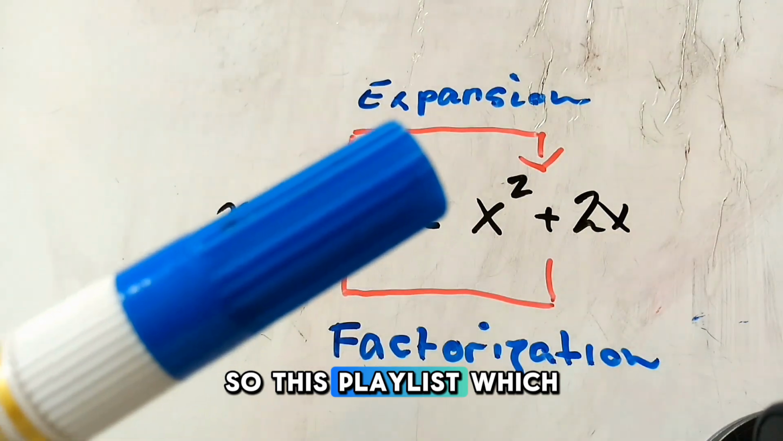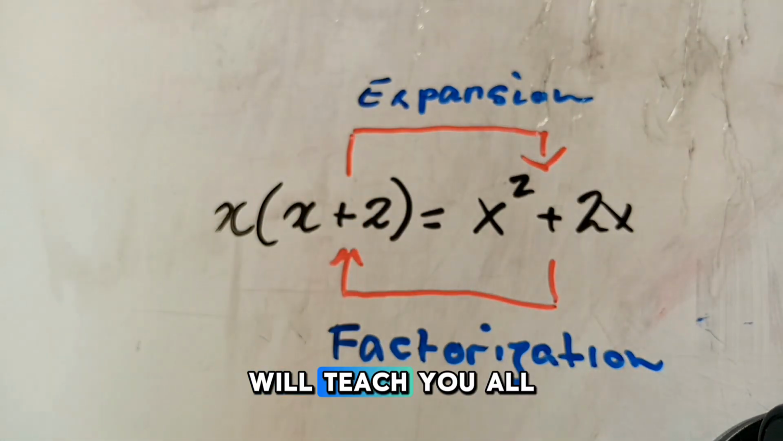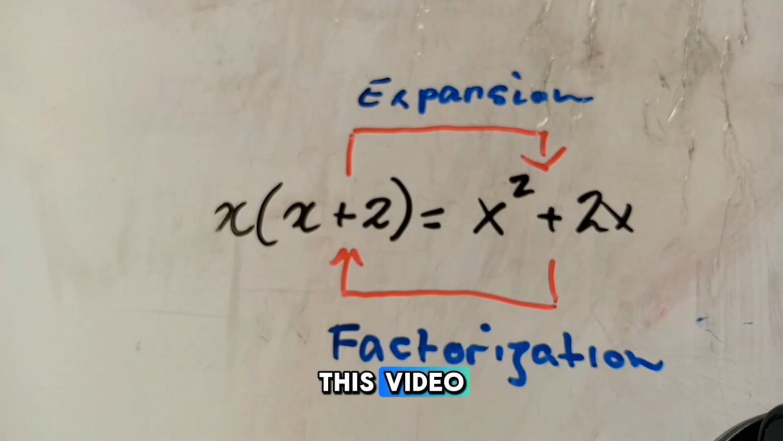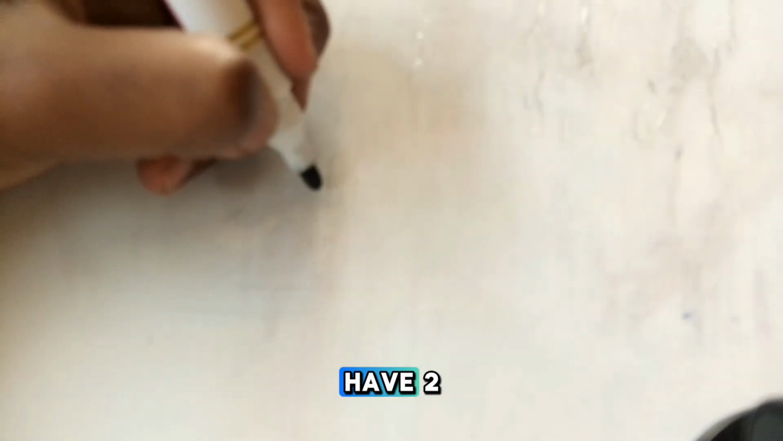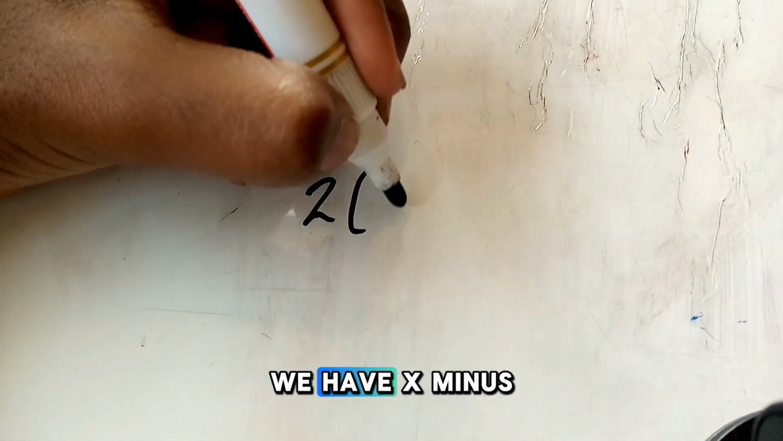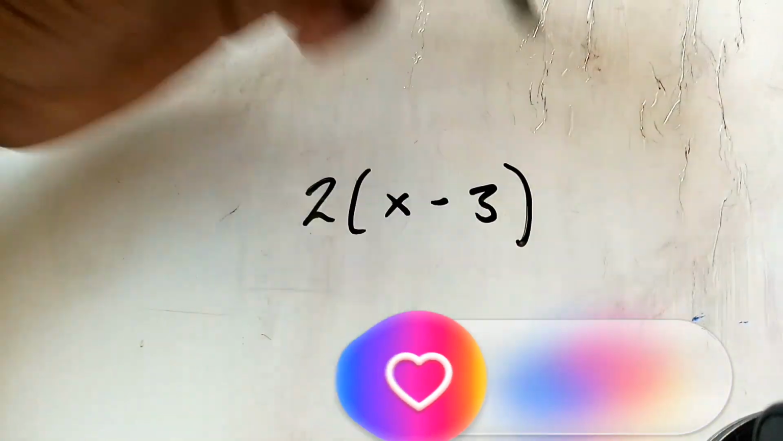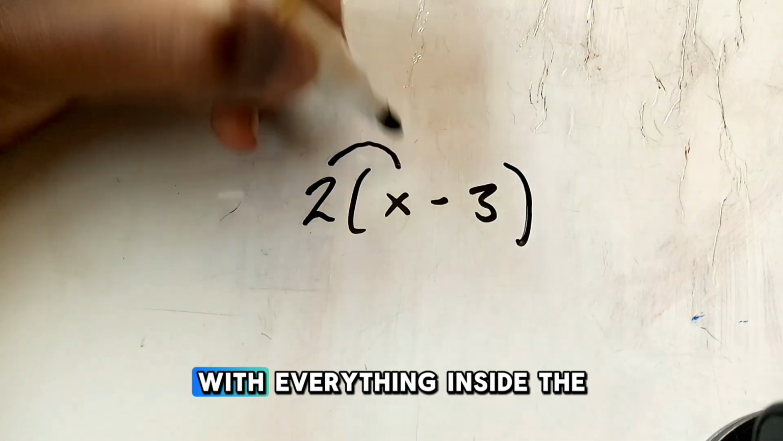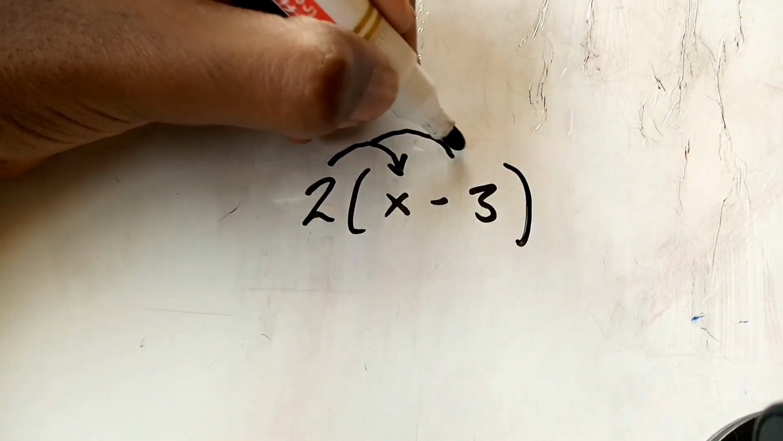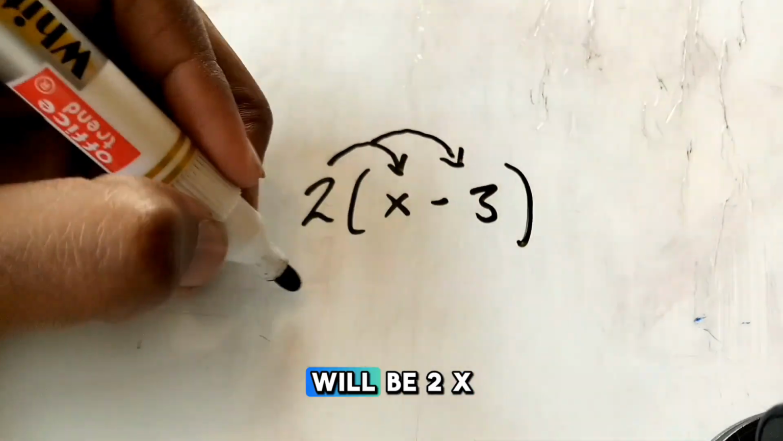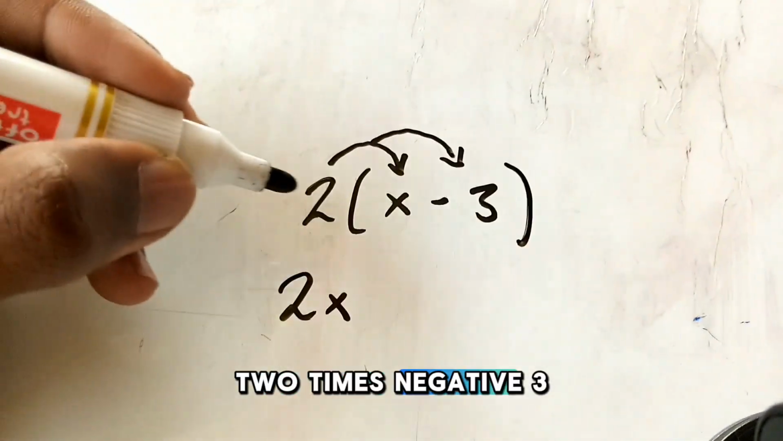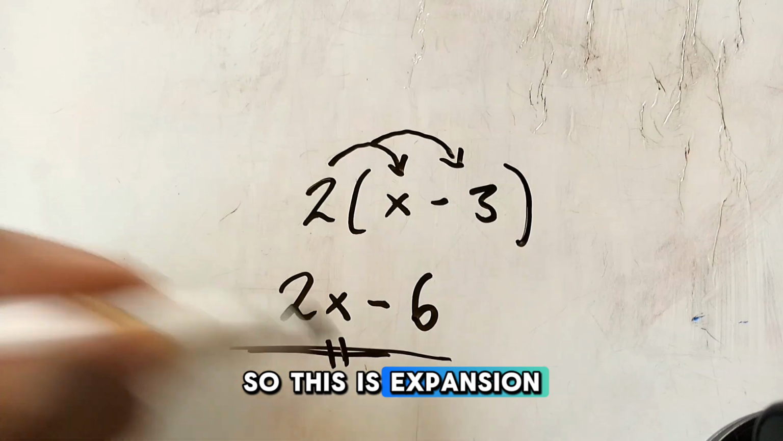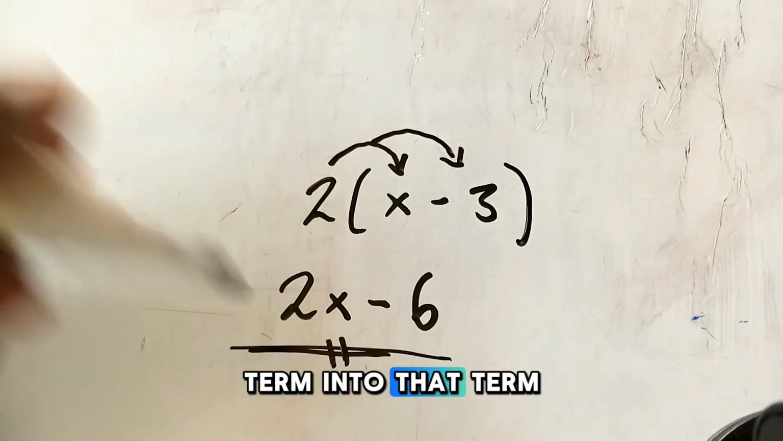So this playlist, which is popping up right here, will teach you all the types of factorization. But if you know that, we can continue this video. So let's say we have 2, and in the brackets we have x minus 3. If we're told to expand this, what you just need to do is multiply this with everything inside the bracket. So 2 times x will be 2x. 2 times negative 3 will be negative 6. So this is expansion. I've expanded this term into that term.